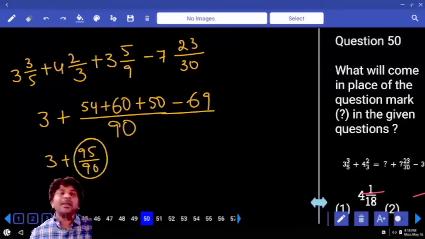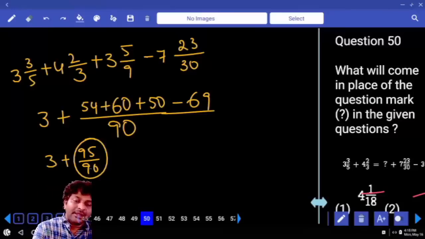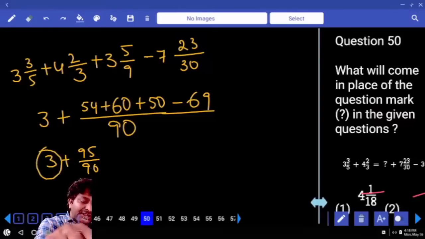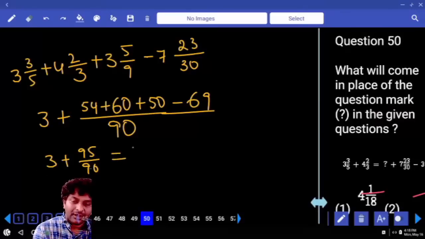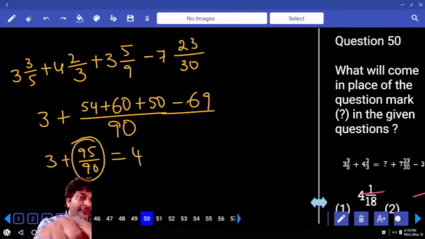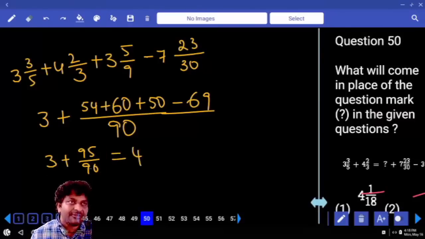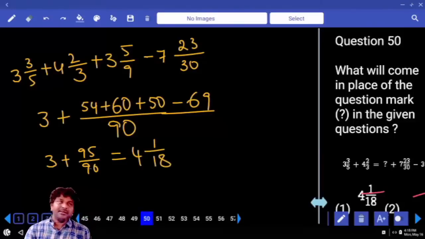Can I write the numerator 95 as 90 plus 5? Come on. 90 by 90 is 1, plus how much extra do we have? 5. 1 added to 3 becomes 4. How much is left in the numerator here? 5 by 90. 5 by 90 is 1 by 18. Done. Come on.